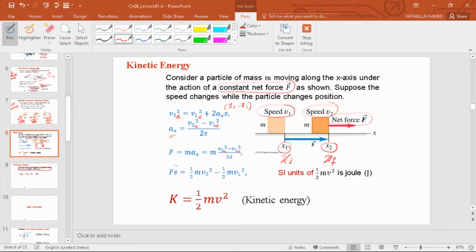So this work here, or the net work, or the work done by the net force, which is the total work here, will equal the change between 1/2 mv2 squared minus 1/2 mv1 squared. Now we're going to define a quantity here, which we're going to call kinetic energy, and the kinetic energy will equal 1/2 mv squared. And since the units here are joules, of course the units of 1/2 mv squared will also be joules, which we'll consider as a unit of energy, but we define this as kinetic energy now.